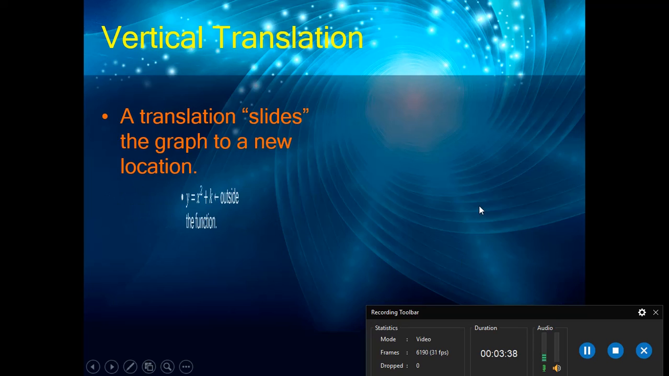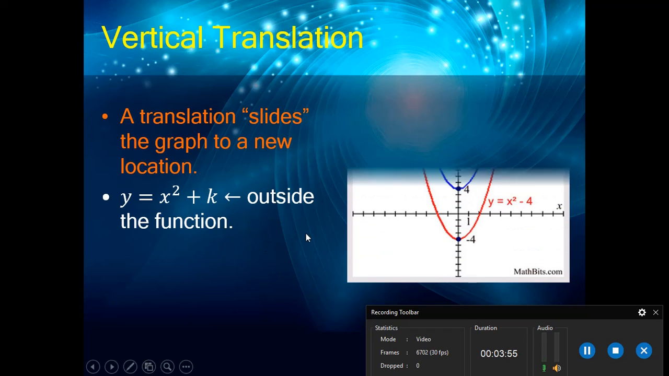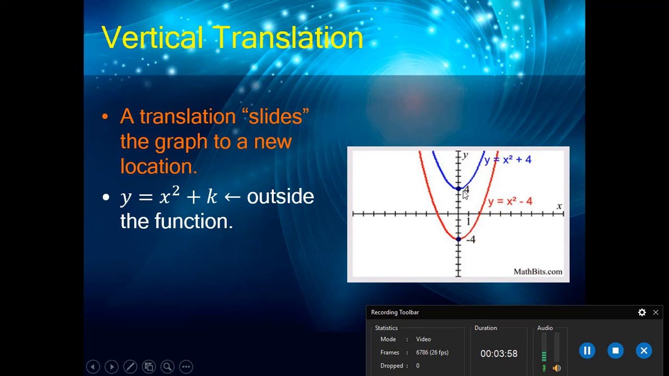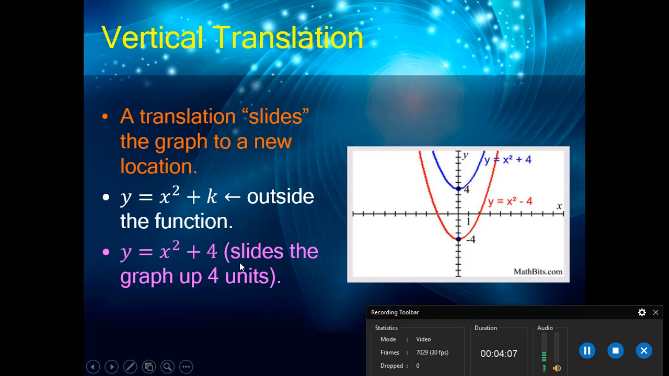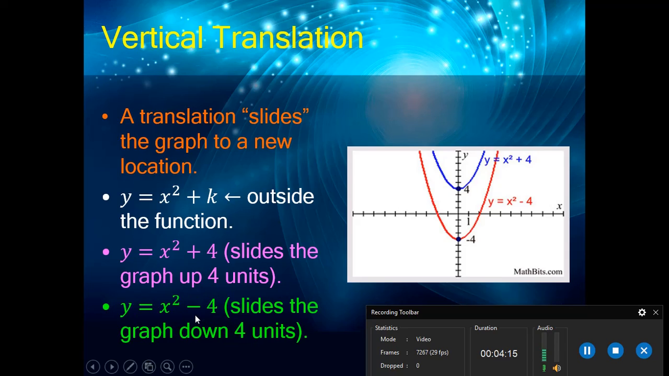When we perform a translation, we are sliding the graph to a new location. So if we start with the parent function, y equals x squared, and we add some amount to it, and I made a note that this is outside the function. This is separate from x squared. What we're doing is moving the parabola either up or down. So if the value of k is 4, this is going to slide the graph up 4 units. So positive, it moves up. If instead it was -4, that would tell me to slide the graph down 4 units.